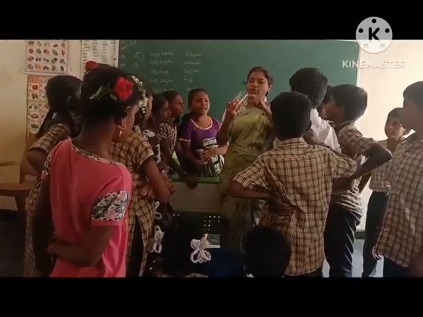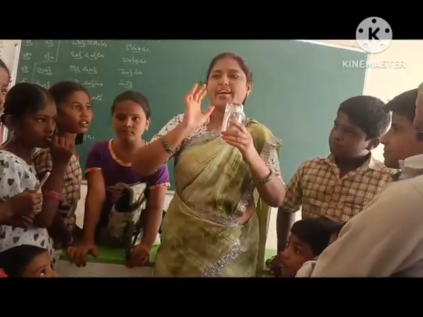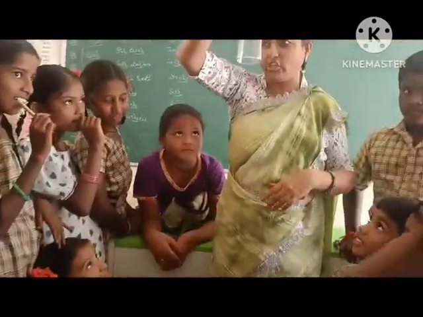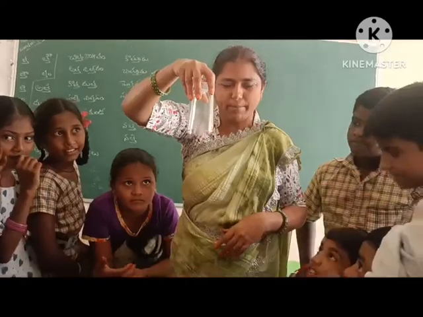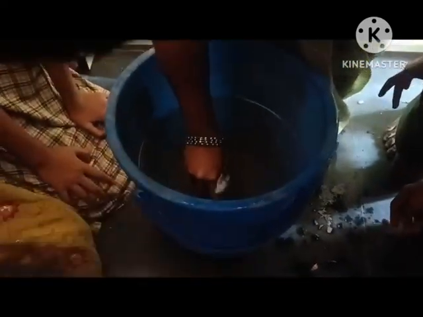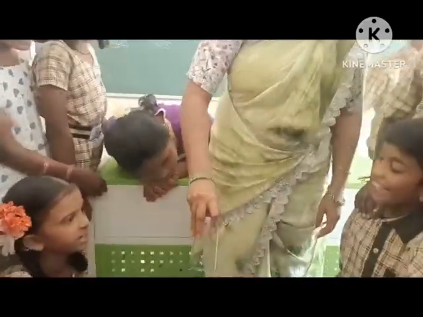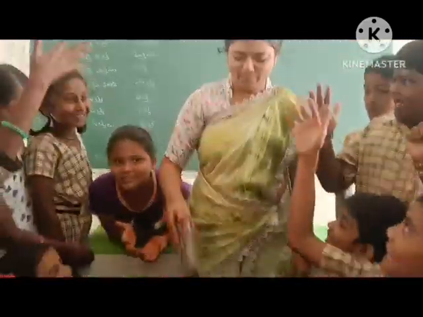Hello students. Now we do another experiment that is also about air occupying space. For that, take one glass. A carton is placed at the bottom of the glass. The glass is dipped upside down into water. The carton doesn't get wet because the air inside the glass stops the water from entering.